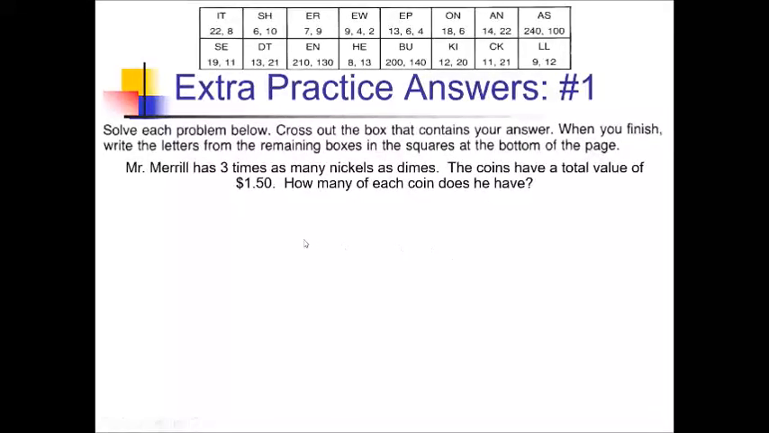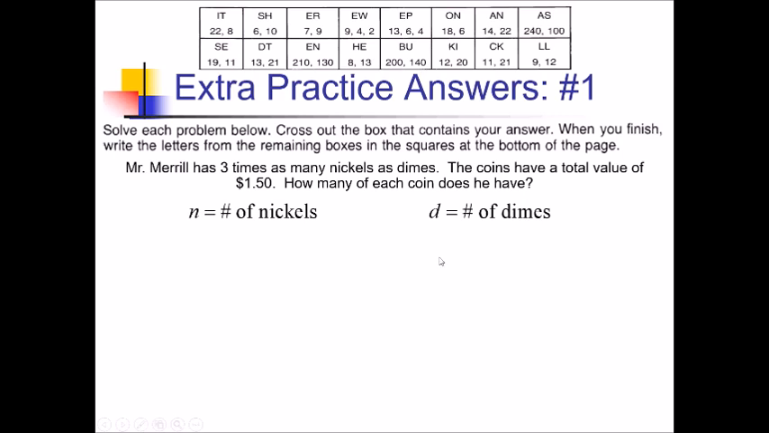For the opening problem, Mr. Merrill has 3 times as many nickels as dimes, and the coins have a total value of $1.50. So how many of each coin does he have? We're going to start by getting some variables. We'll let n be the number of nickels, because that's one of the things we're solving for, and d will be the number of dimes. Now we have to set up 2 equations involving these variables.